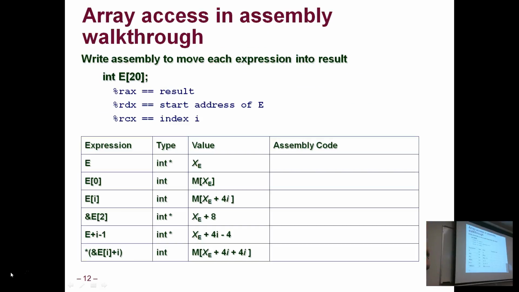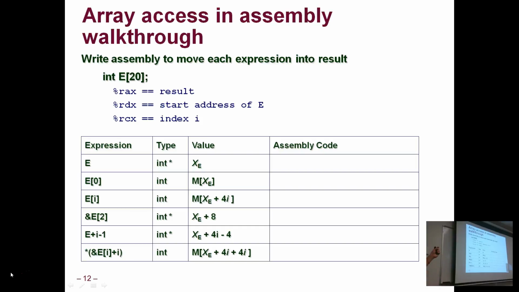Okay, so in order for me to start with this, I am going to walk through how array accesses are implemented in assembly. In this case, we have an array, capital E, of 20 integers, and we're going to write assembly to move each one of these expressions into RAX. That is our task. To begin with, the register RDX has the beginning address of E, and RCX has the index that we want to get for things like this expression and these two expressions. Okay, so that's what we're going to do.